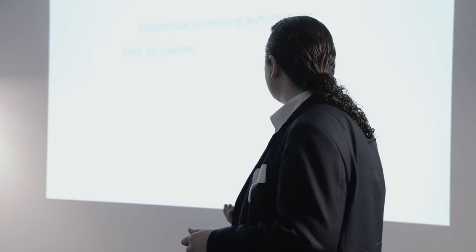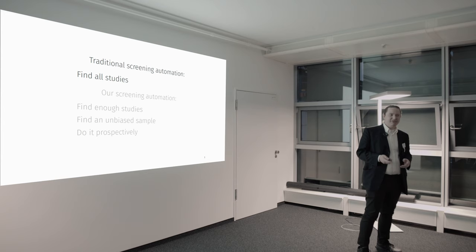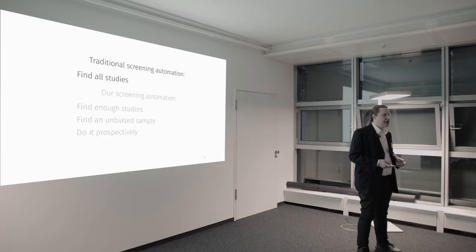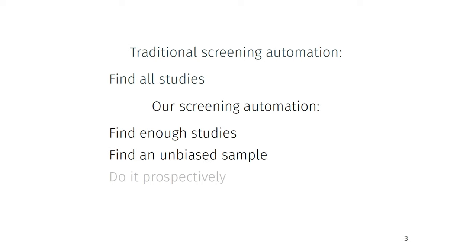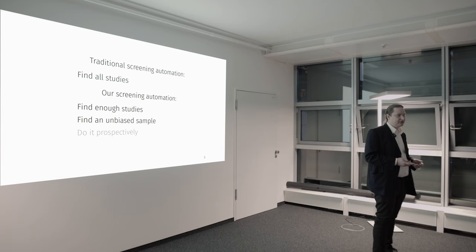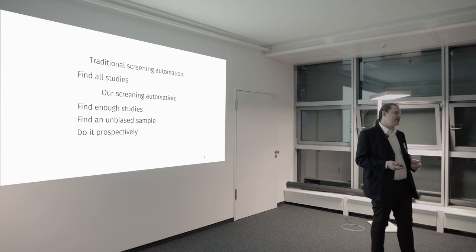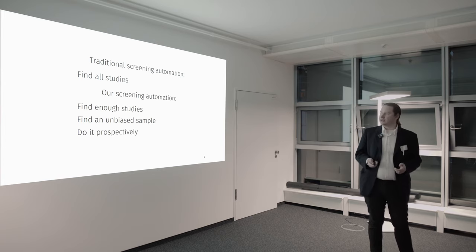So the thing is that previous research on screening automation has focused almost entirely on recall. So you need to find almost all the studies. And the point we're trying to make is this is not what you should care about. What you should care about is to find enough studies. You need to care about finding an unbiased sample of studies, and you must do this prospectively because otherwise you can't use it in an ongoing systematic review.